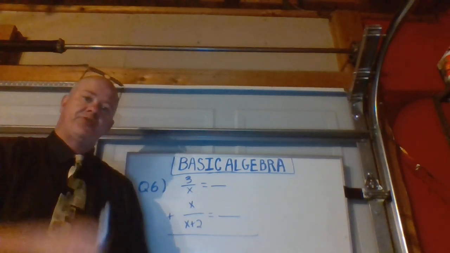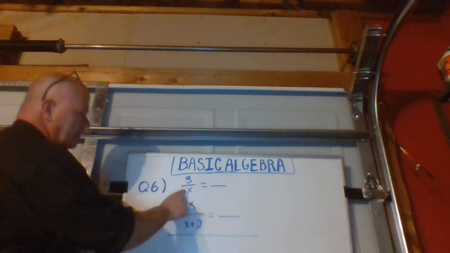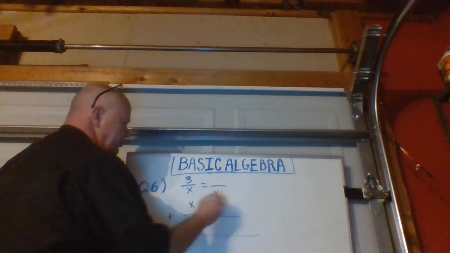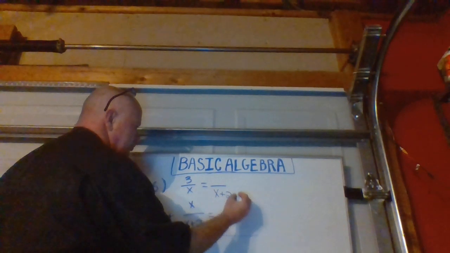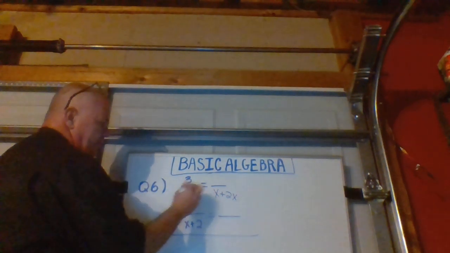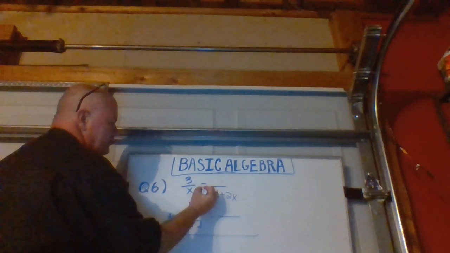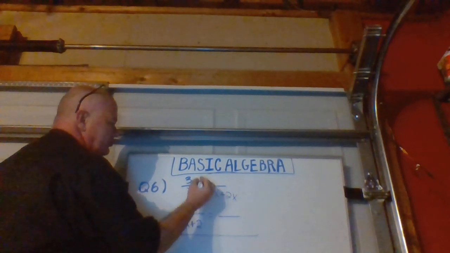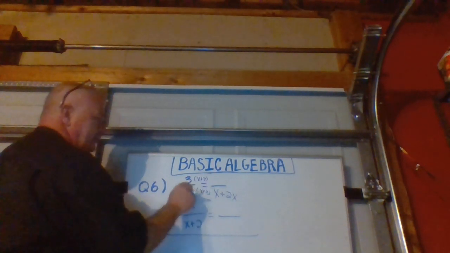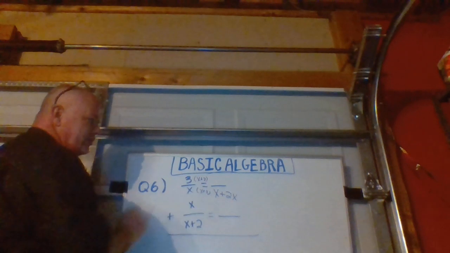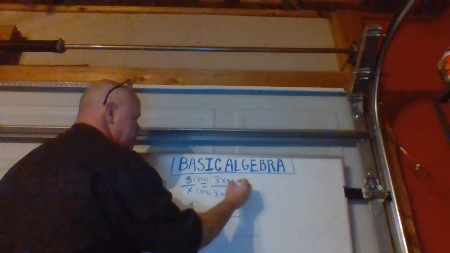We need to make sure that we distribute. I'm going to do that in one motion here. I know x times x gives me x squared plus 2x. Now I know that I did x times x plus 2 down below, so I need to do that up above. So I need to distribute the 3 to each of those terms. So 3x plus 6 is on top.